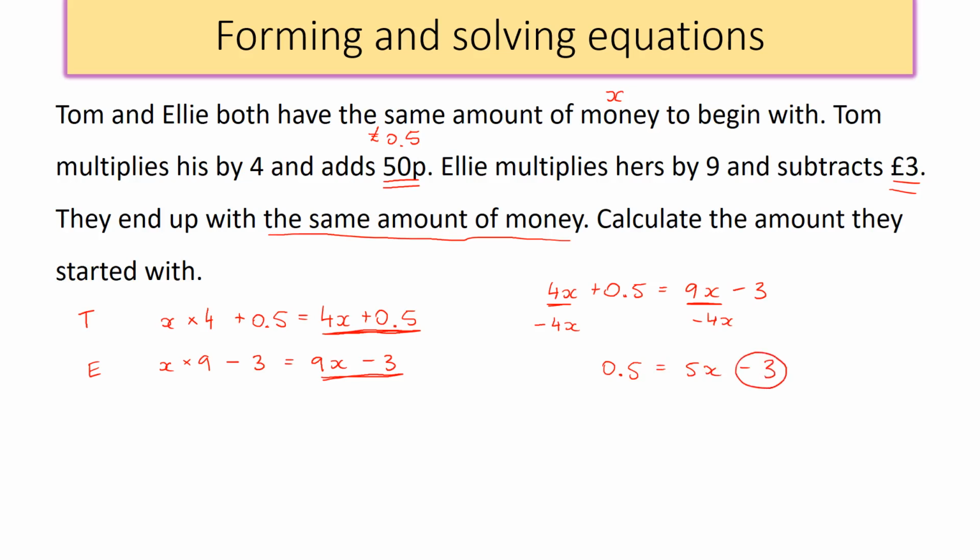Now to get rid of the take away 3, I need to add 3 to both sides, and that is 3.5 equals 5x. Remember, 5x means 5 times x. So to do the opposite, I need to divide both sides by 5, and that is 0.7 equals x. So that means the initial amount of money was 70 pence. So the question was asking us to calculate the amount of money they started with, and that is 70 pence.